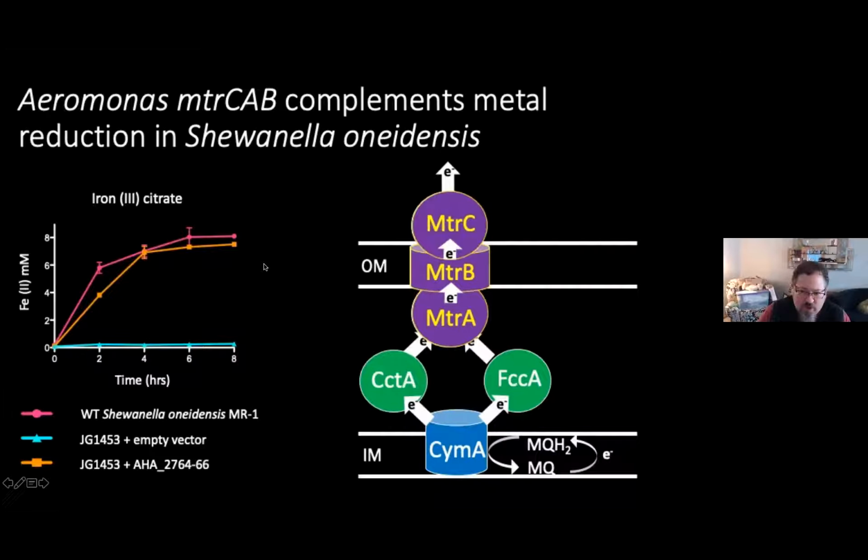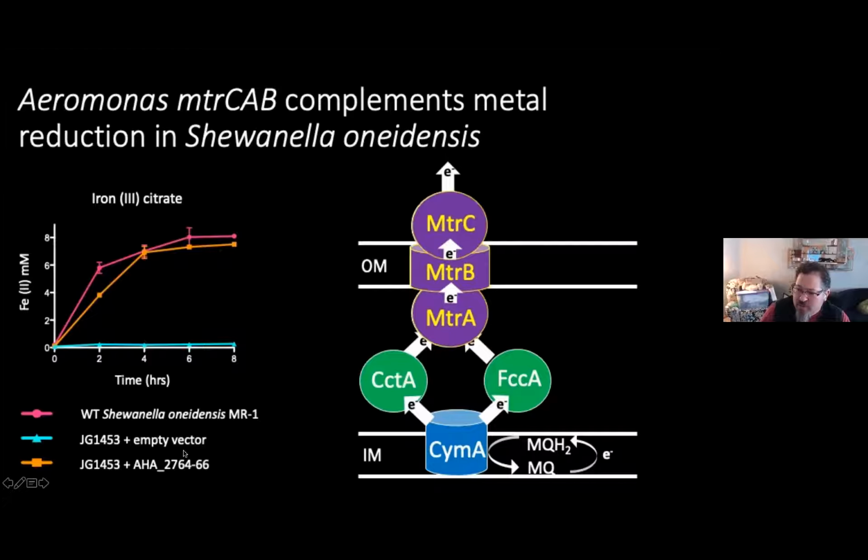So now we're looking at iron citrate reduction. Now, if you look at the time frame, it is quite faster. So now this is basically done in just a few hours when we do this experiment with Shewanella in pink. In blue is a strain of Shewanella where we've removed a whole bunch of things from the genome. So it really has no capacity to do metal reduction anymore.